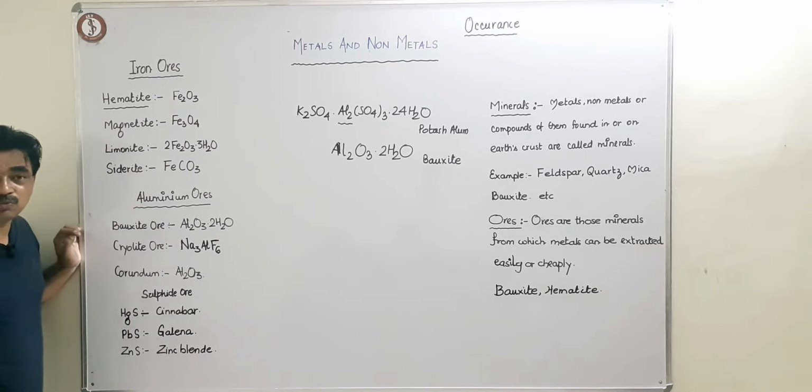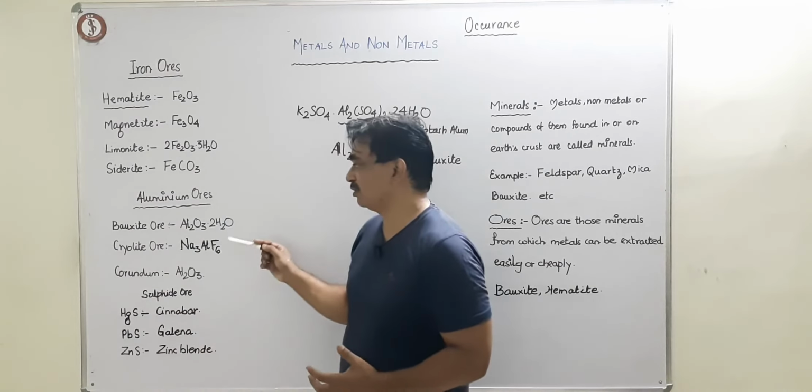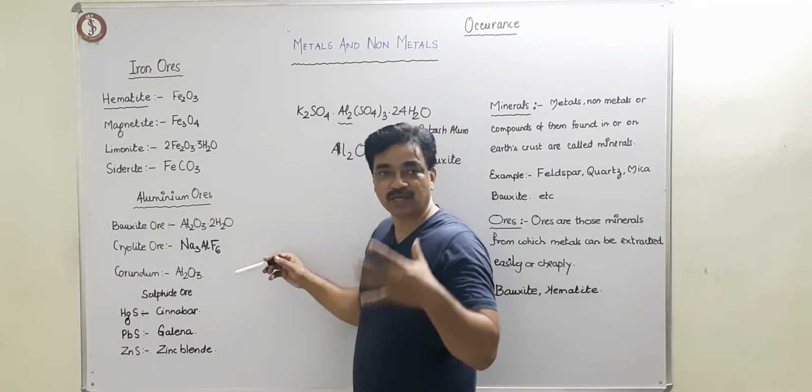So Akansha, you can memorize by making a list: iron ore, then aluminum ore, then copper ore. This is your work, and it is available in many of the books, or you can search it, and I think your students can make a list and memorize them.